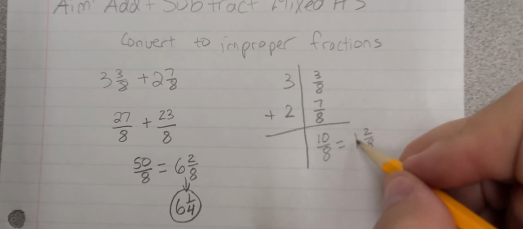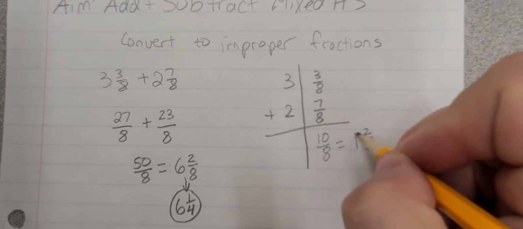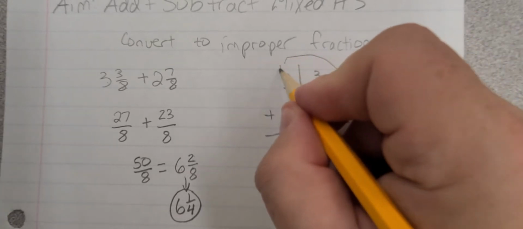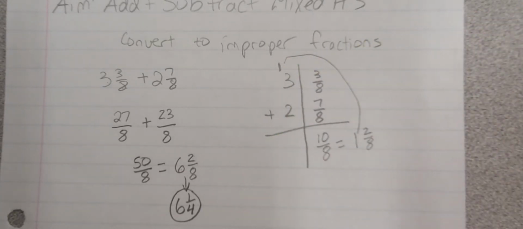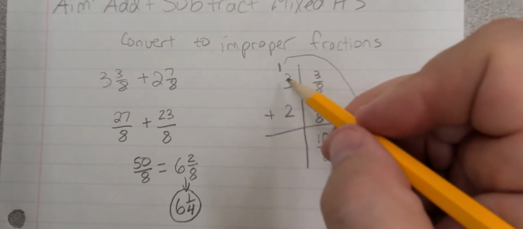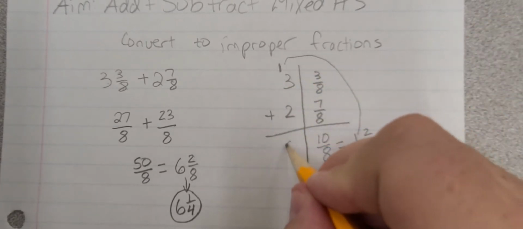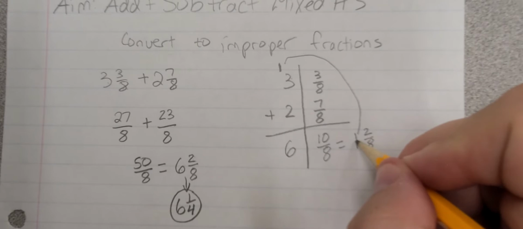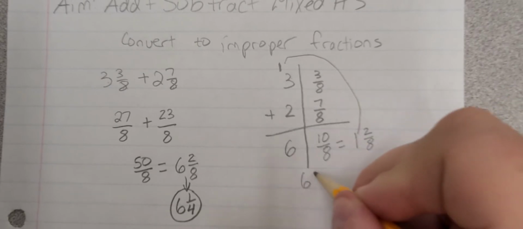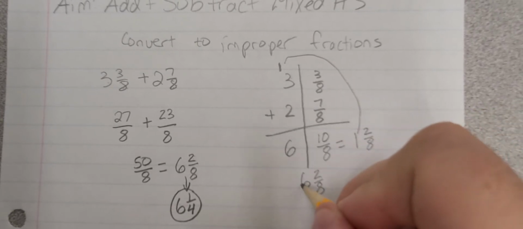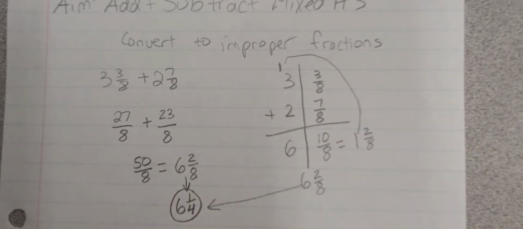Now this 1 does not belong in the fraction side, so we bring it all the way over here and we carry it, sorry, not borrow it. Then we have 1 plus 3 plus 2, which is 6. So we've used this here. So we have 6 2/8, which again reduces down to 6 1/4.